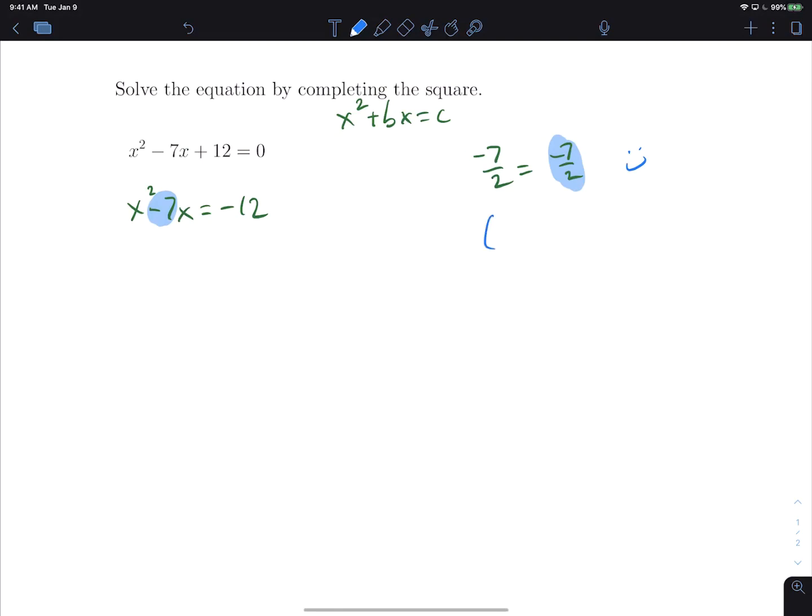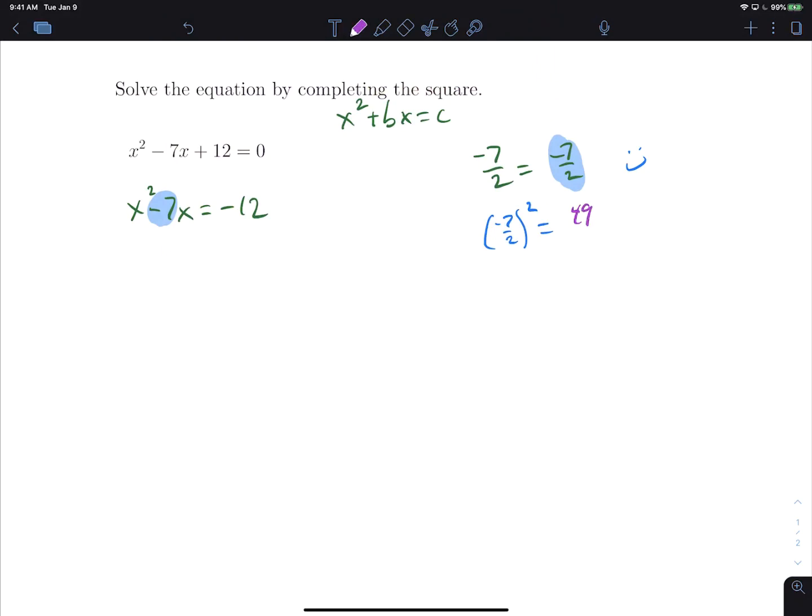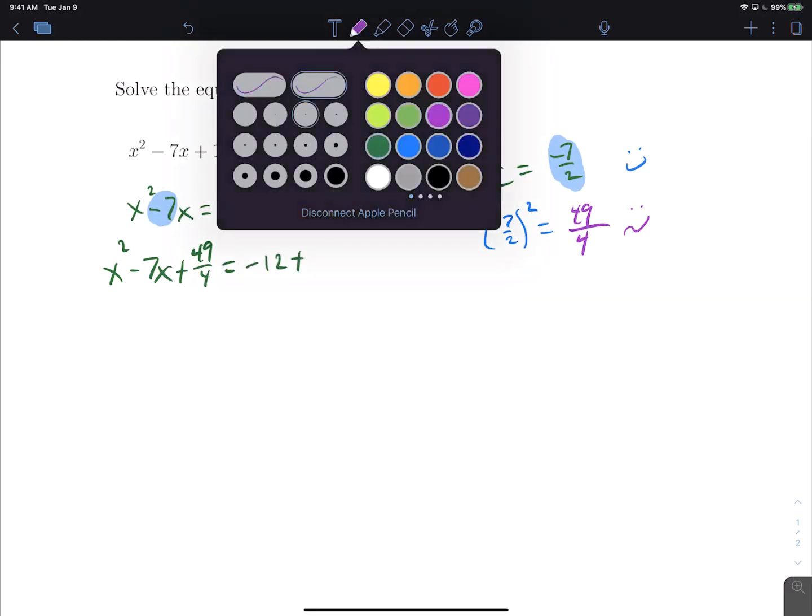The next step is to take that value, that negative 7 over 2, and to square it. And remember, when you square something, square everything. Negative 7 squared is positive 49. 2 squared is 4. So this is our squiggly face. So we have 49 over 4, and that's what we're going to add to both sides of this equation. So the left-hand side is x squared minus 7x plus 49 over 4 is equal to negative 12 plus 49 over 4.